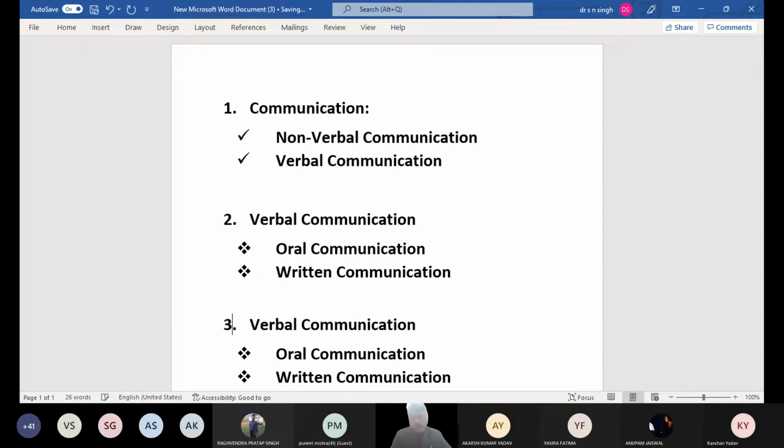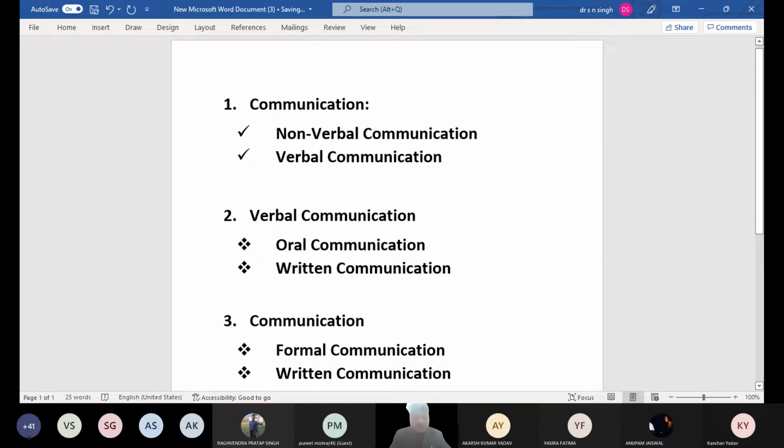The third type of division. So here we will be talking of the third type of communication, that will be formal and informal. Your oral communication can also be formal as well as informal. Written communication can also be formal as well as informal communication.